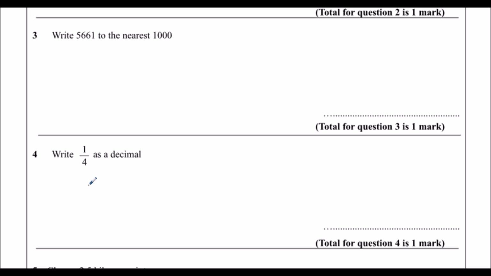Question 3. Write 5,661 to the nearest thousand. So is it closer to 5,000 or is it closer to 6,000? We're looking at the thousands column. The next number is a 6, which rounds it up. So it's going to be 6,000. It's closer to 6,000 than it is to 5,000.